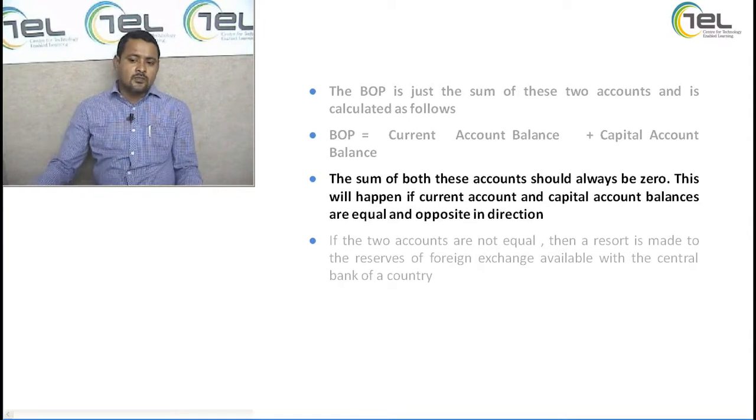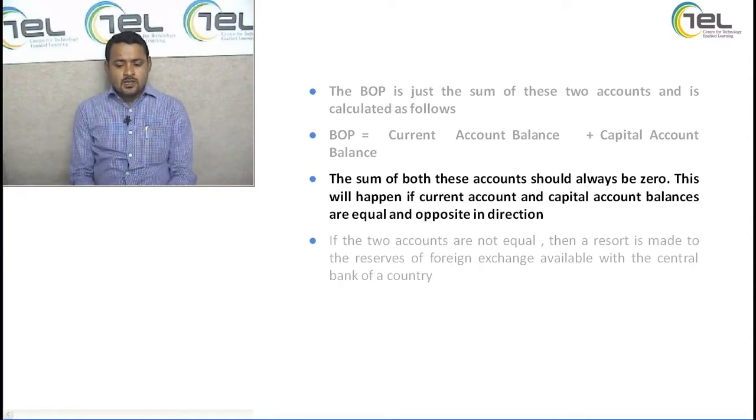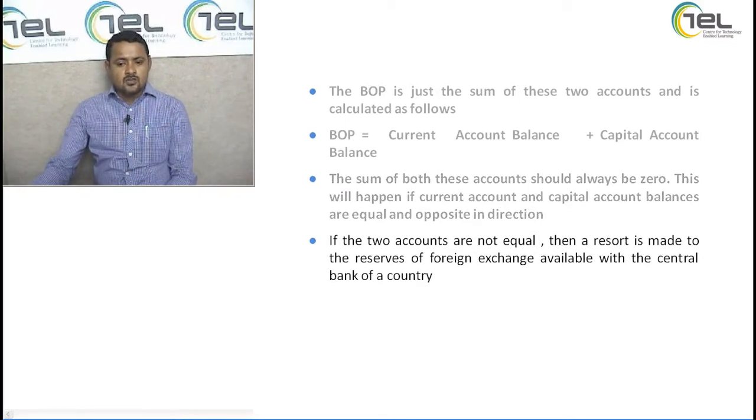So this will happen that the BOP would be 0 if the current account and capital balances are exactly equal amount and move in the opposite direction. If the two accounts are not equal, this gives rise to the requirement that a resort is made to the reserves of foreign exchange available within the country, which means if the net amount is negative, then you are using the foreign exchange that is accumulated with the country.